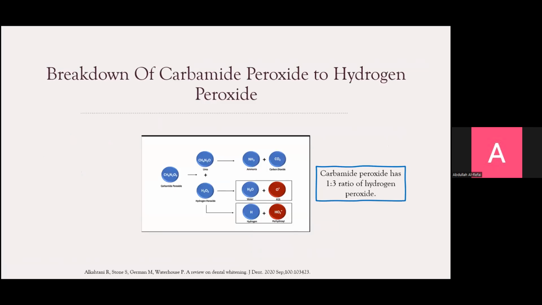This figure shows the reaction of the carbamide peroxide with water. As we see, carbamide peroxide reacts with water and decomposes into urea and hydrogen peroxide. Then the hydrogen peroxide decomposes into water and reactive oxygen radical that will react with the organic pigment molecules. We should know that carbamide peroxide has a 1:3 ratio of hydrogen peroxide, which means that 10% carbamide peroxide will produce around 3.6% hydrogen peroxide. So the carbamide peroxide has a lower concentration of hydrogen peroxide.